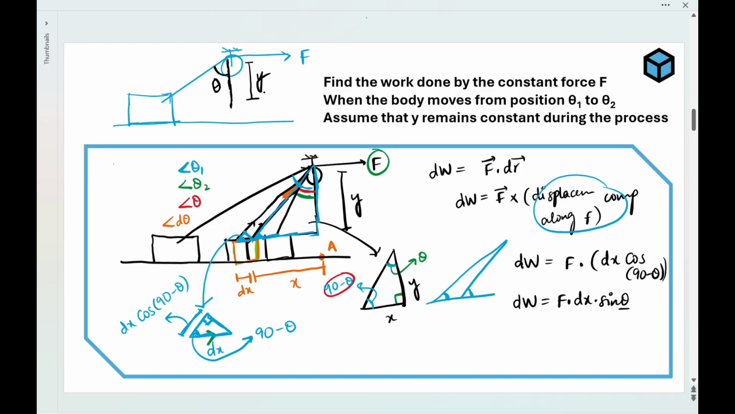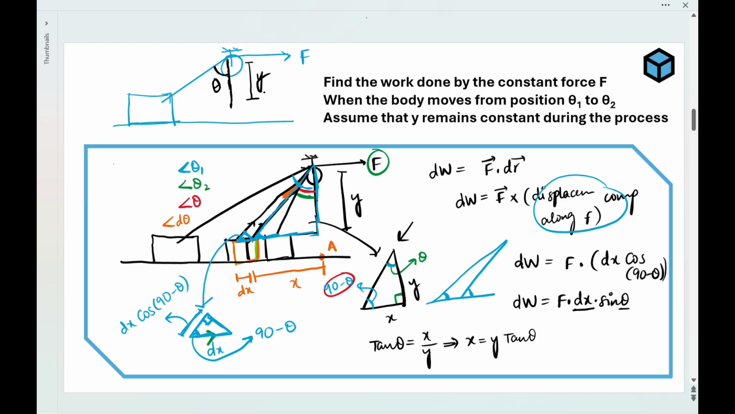So now here we have two types of variables: one is theta and another is x. While integrating, we need to change this dx term into terms of d theta so that we can integrate it. Now take this big triangle that I have drawn over here. Write tan theta by the basic principle: it will be x by y. So we can write x equal to y into tan theta.